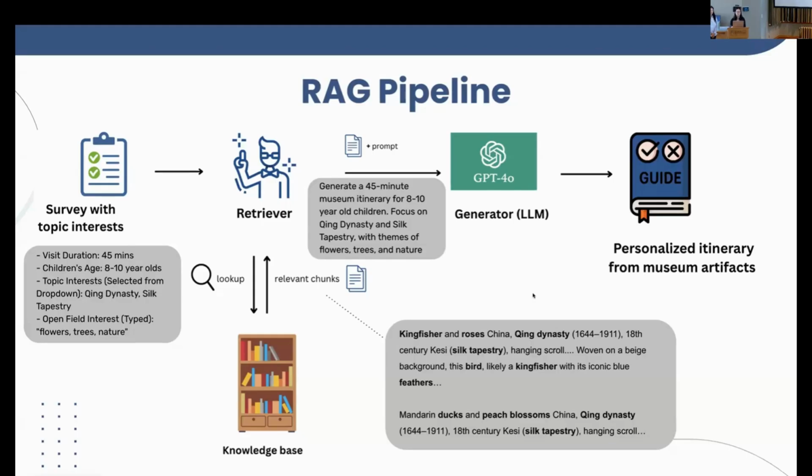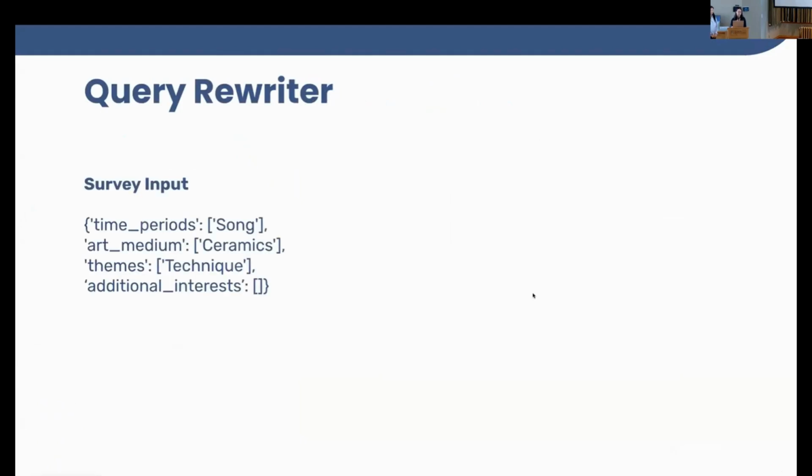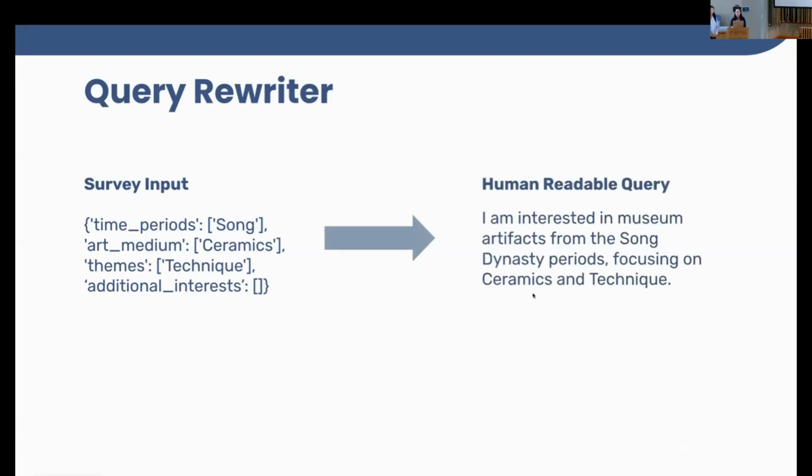Next, I'll go into a little more detail about our technical implementation. The first step in our project is what we call a query rewriter. We have our survey inputs, which are just standalone words about their interests, but we want to convert them into a human readable form, basically just a sentence. The reason we do this is because the retriever is trained on natural language sentences. So we want to convert it into a form that will be most useful, so that we're able to have a well performing retriever.